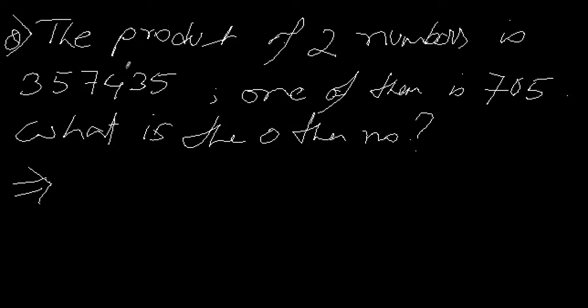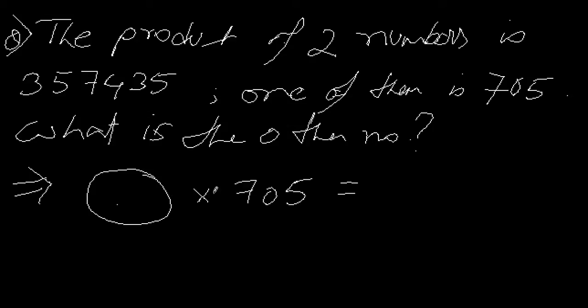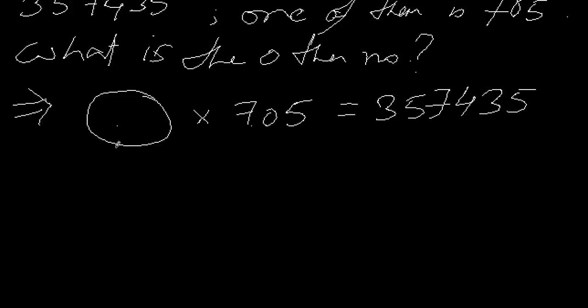See carefully. It is said the product of two numbers is 357435, of which one is 705. That means I have a number and I multiply it with 705, and the product of these two numbers will give me 357435.